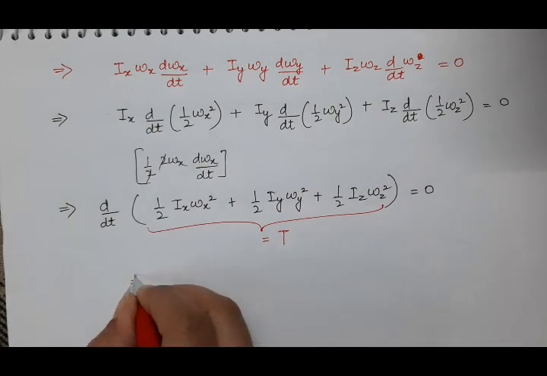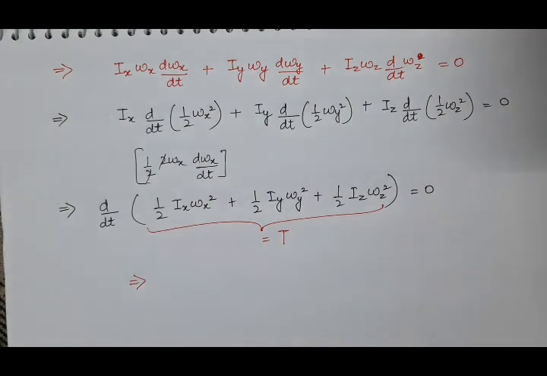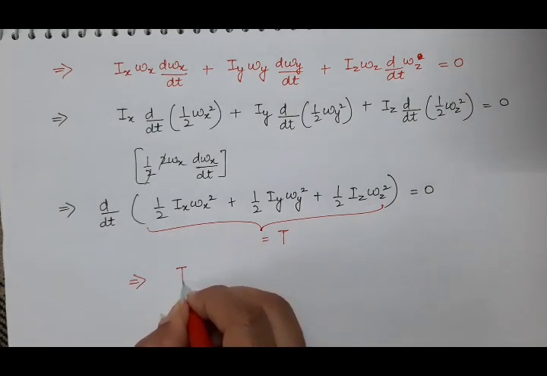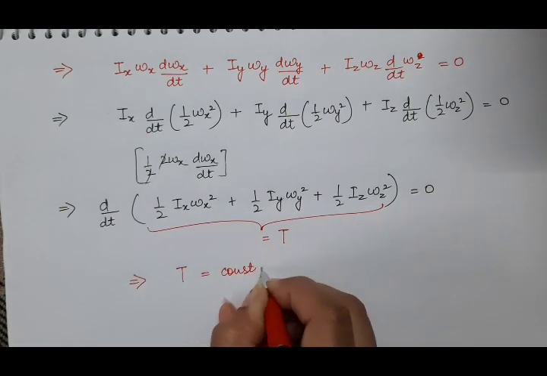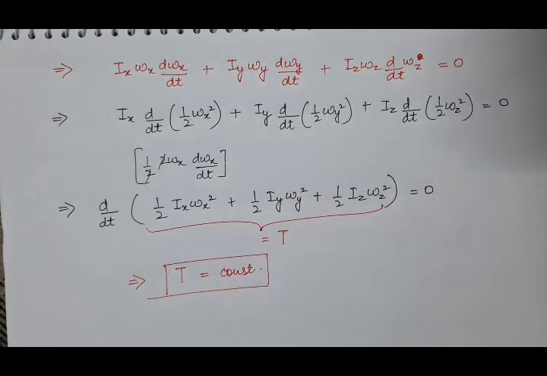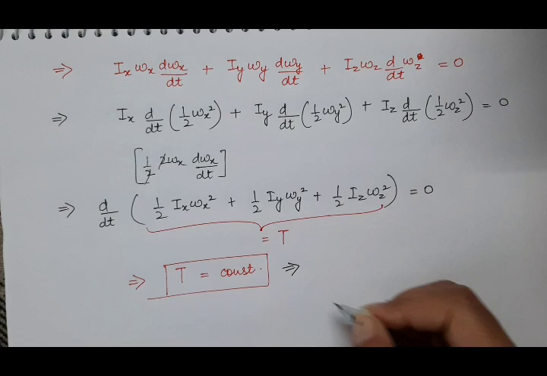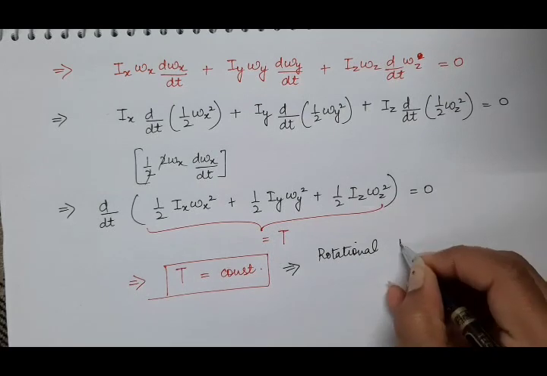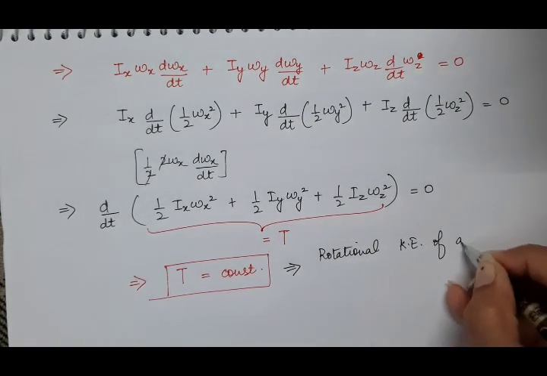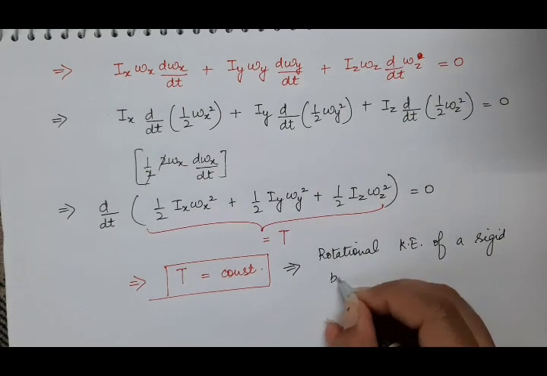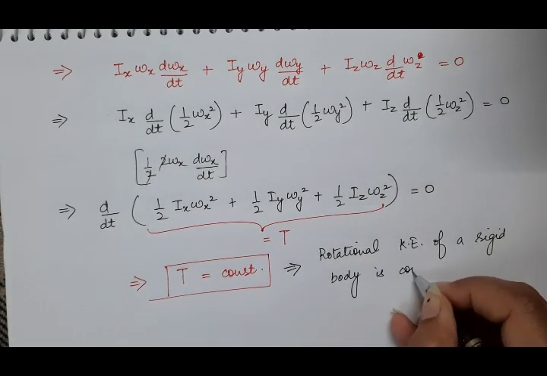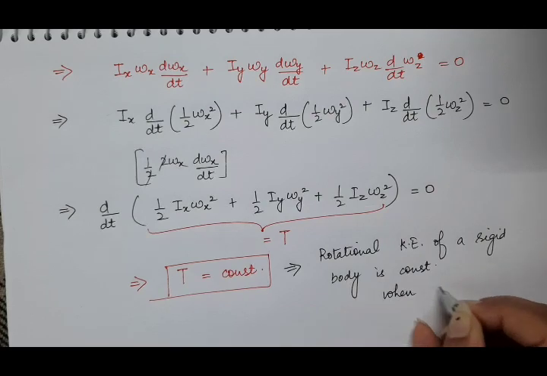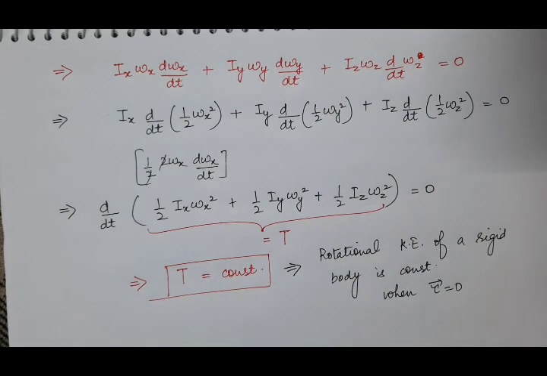So the time derivative of kinetic energy is 0. It means this kinetic energy doesn't vary with time, which means it is constant. So here you can write that we have proved that the rotational kinetic energy of a rigid body is constant when the torque acting on the body is 0. Now we will prove that omega vector dot L vector is equal to 2T.